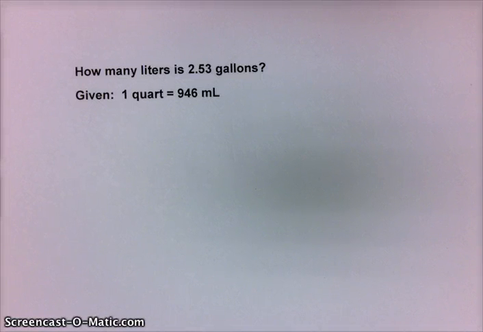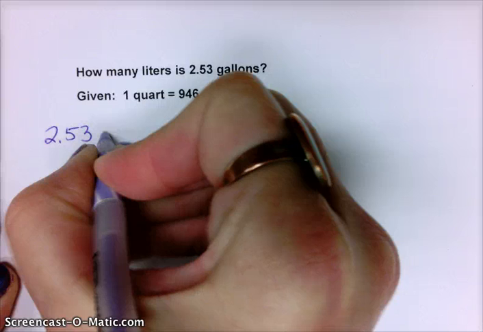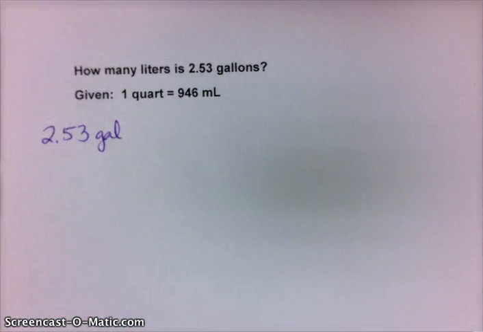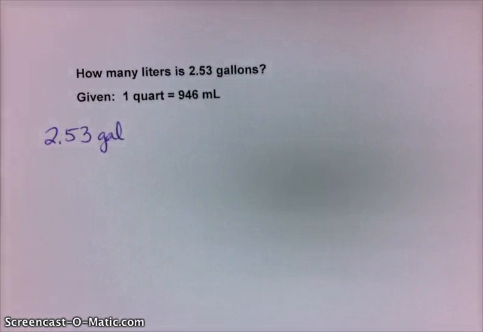The conversion factor or what we're given? You're correct if you said the given. So we start with 2.53 gallons. We do not start with the conversion factor because we don't know whether to put the quart on top or bottom yet. So 2.53 gallons.